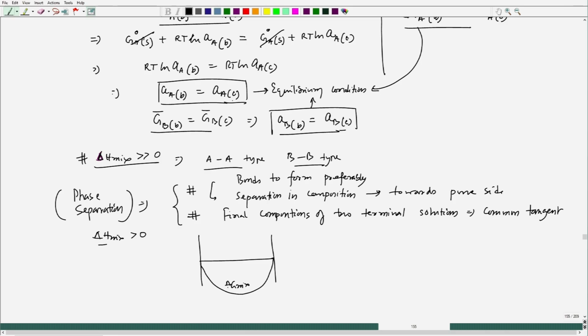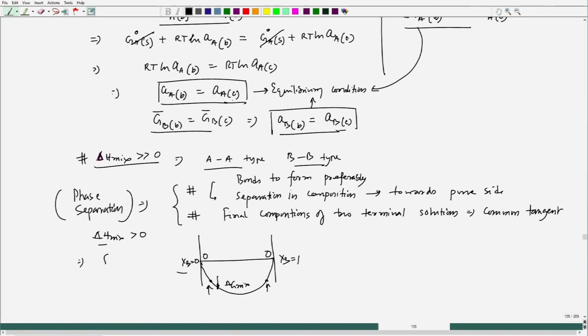This is the delta G mix plot, this is x b equal to 1, this is x b equal to 0, and these 2 points are 0, 0. If we mix the two compositions together, they will actually form another single phase, or any solution, if I take one single solution, it will stay there, because it cannot go below or up, because it is not finding any free energy line where it can reduce its free energy. So, in this case, single phase solution.